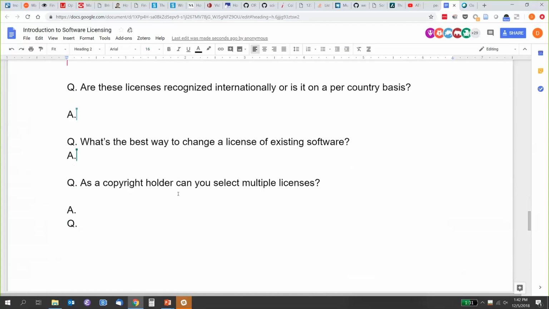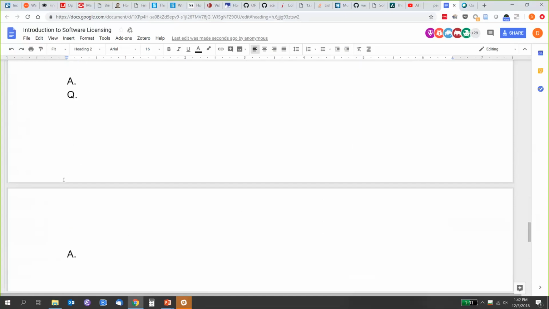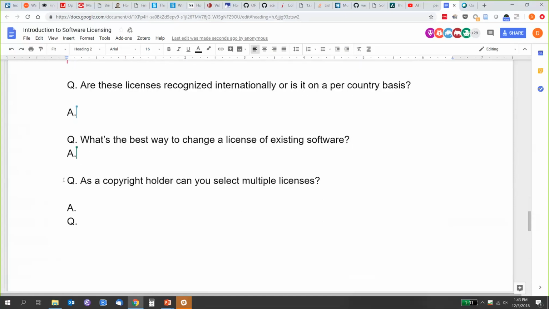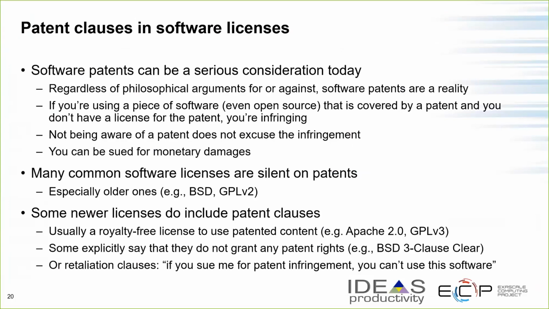As a copyright holder, can you select multiple licenses? Yes, you can. That's this idea of dual licensing, and if I get a chance, I'll go into that more later on. These are all really good questions. I'm going to, however, go back to the presentation and continue there.